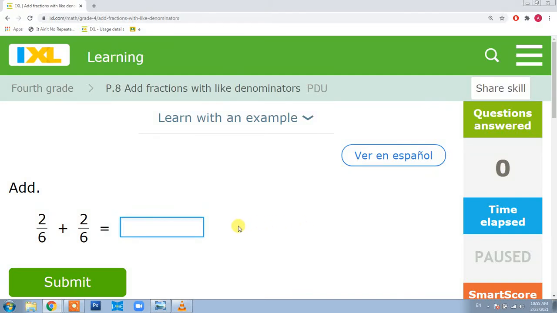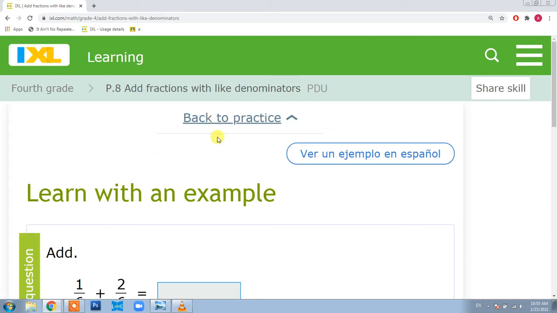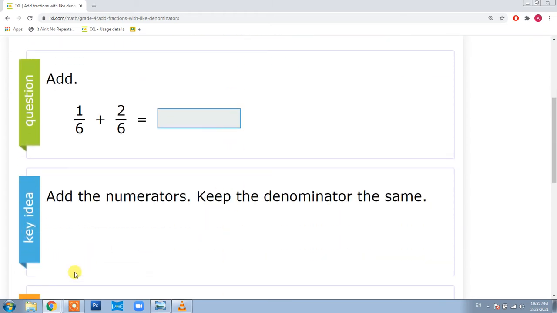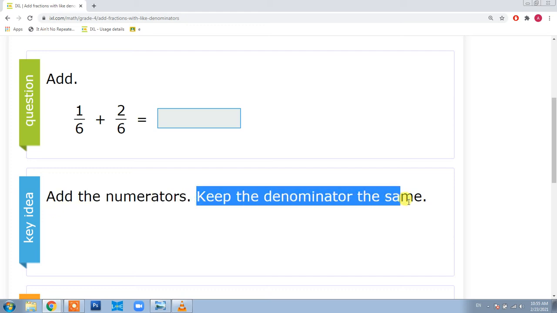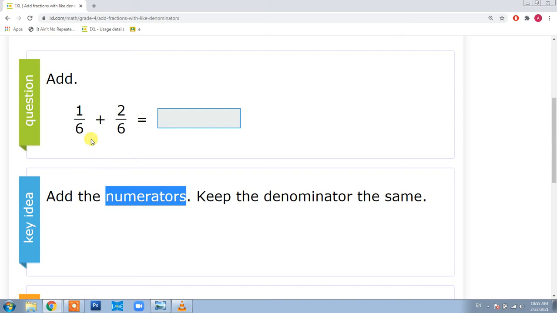In this video, we will discuss how we can add fractions with like denominators. Let's learn from the example first. If you look at the key idea of this skill, you can see that add the numerators and keep the denominator the same. That means you will only add the numerators and will not add denominators.